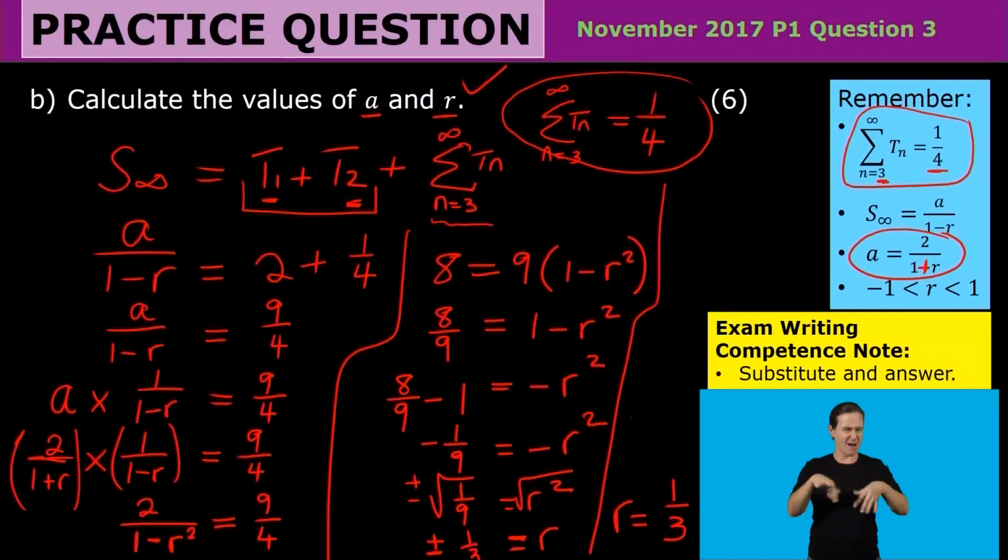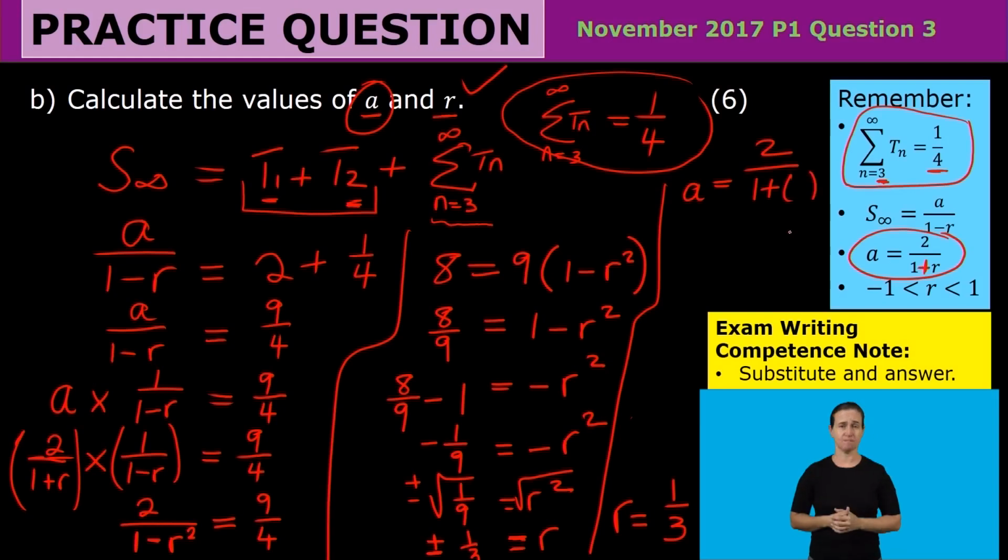What about the value of a, actually? So we've already calculated r. What about the value of a? Well, for the value of a, we can just simply substitute. Remember, a is equal to 2 divided by 1 plus r. And in the place of r, because we have already calculated it, we can just substitute there. And that answer is going to be 3 over 2, or 3 halves. Let's quickly go to an ad break, and then we'll see you just now.